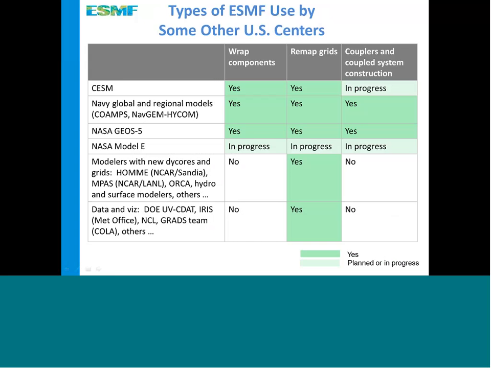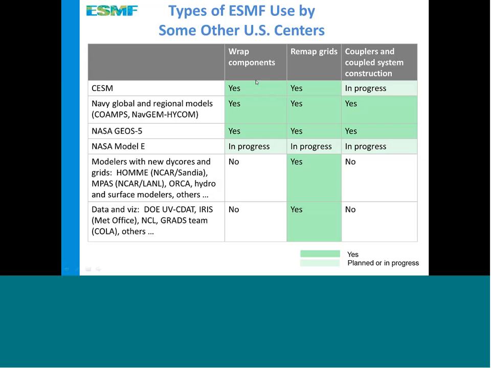So looking at other centers, who's actually using it to create coupled systems: CESM, the Navy, and NASA, in addition to NOAA, and a variety of groups are using it for grid remapping. And just about every, of course, everyone who's using it for the coupled system construction also needs to wrap components.